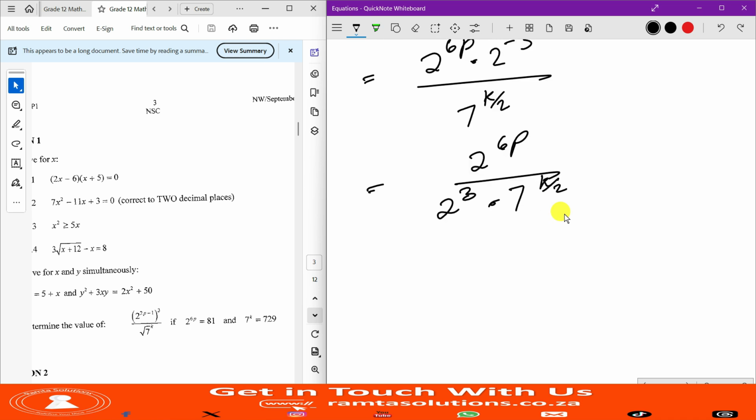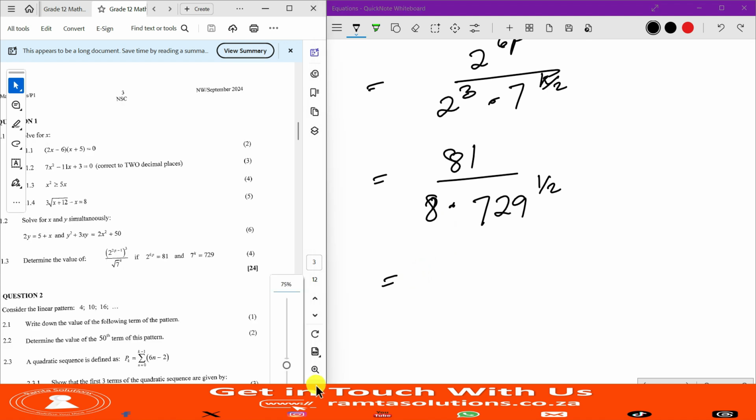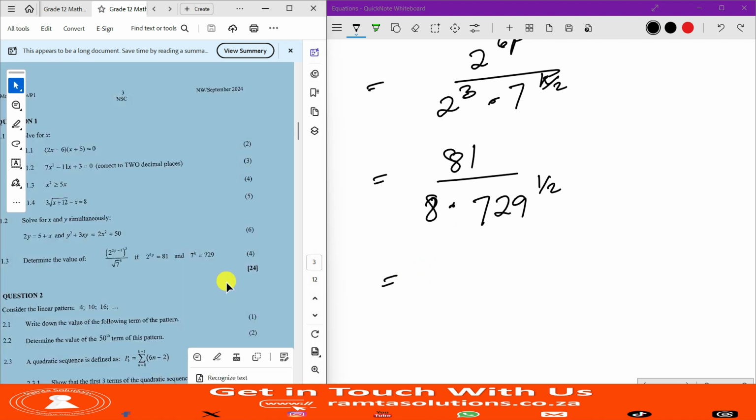All right. Now, what is 2 to the 6p? It is 81, isn't it? And then 2 to the 3 is 8, isn't it? What is 7 to the k? 7 to the k is 729. Now, this is to the power half, isn't it? So, remember, guys, a power half means that you are saying a square root. So, square root of 729 will be 27.